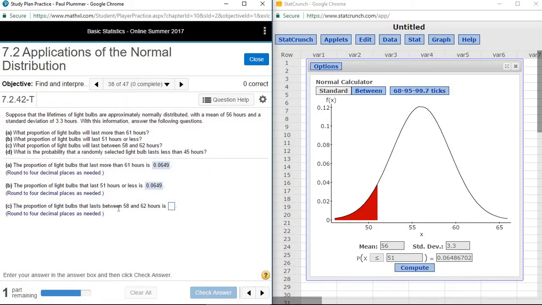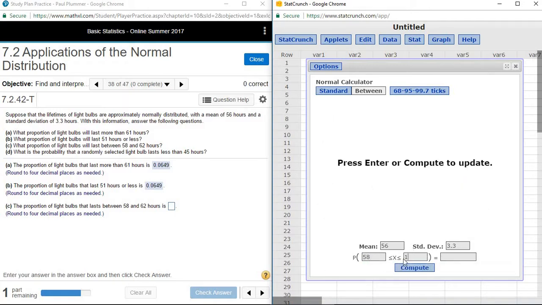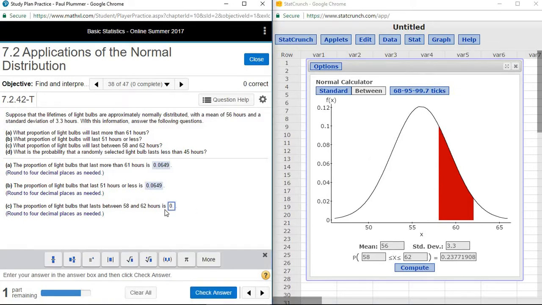The third question here asks us to find the percentage that is between. If we click on the between up at the top, then we want between 58 and 62, and compute, and so that proportion is 0.2377.